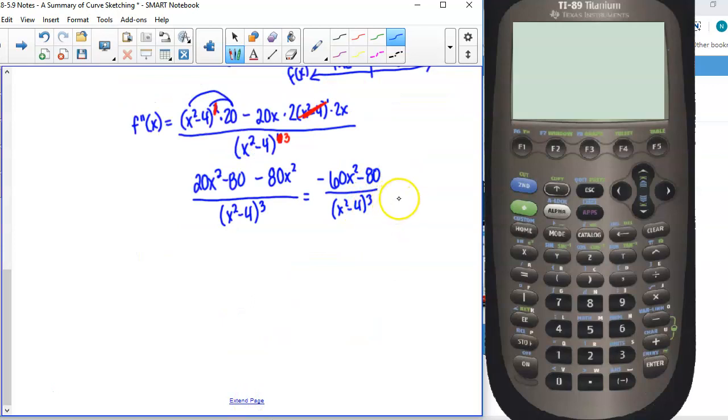So you're going to get critical values here at negative 2 and positive 2. And if we set the top equal to 0, we would have negative 60x squared equals 80. So x squared would equal negative 4/3. And when you square root both sides of that, you get an imaginary number. So you don't get critical values for that.